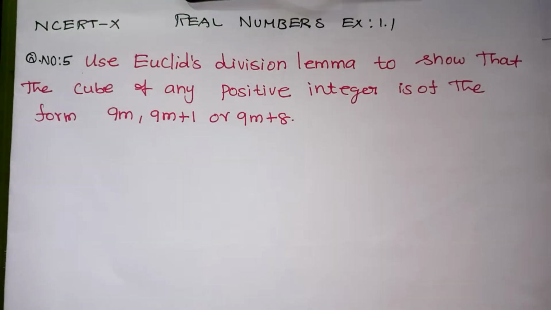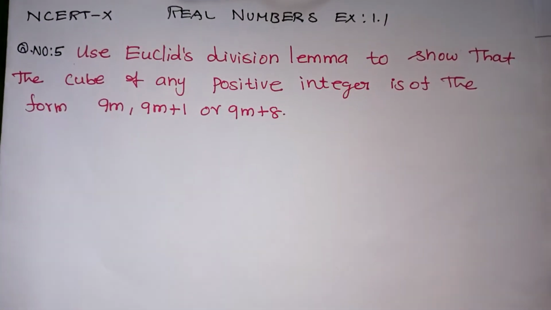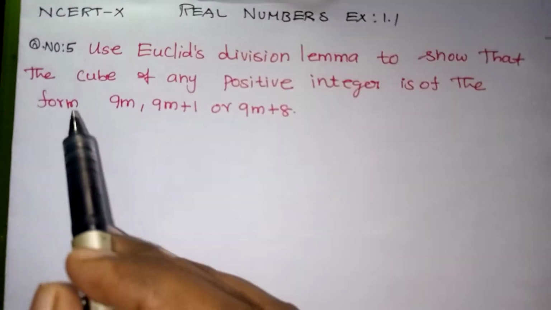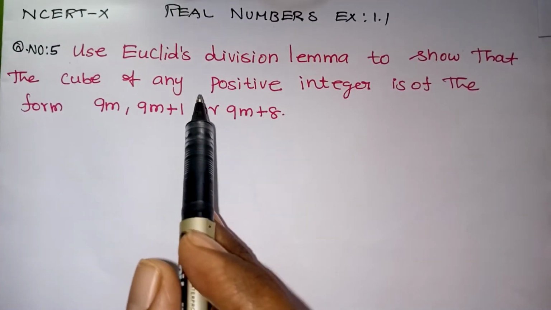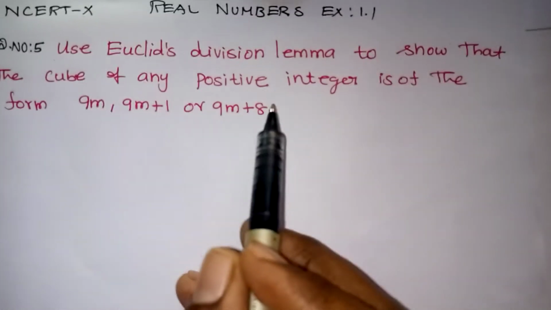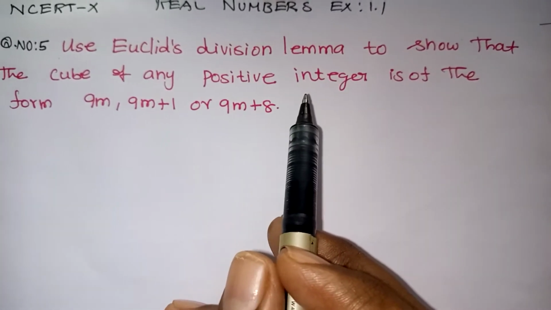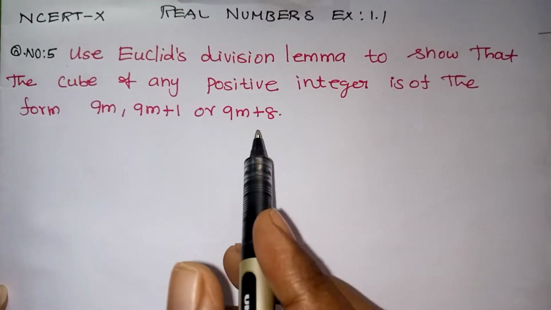Hi students, in this video we are going to learn about exercise number 1.1, fifth problem. Use Euclid's lemma. We need to show that the cube of any positive integer is of the form 9m, 9m plus 1 or 9m plus 8.